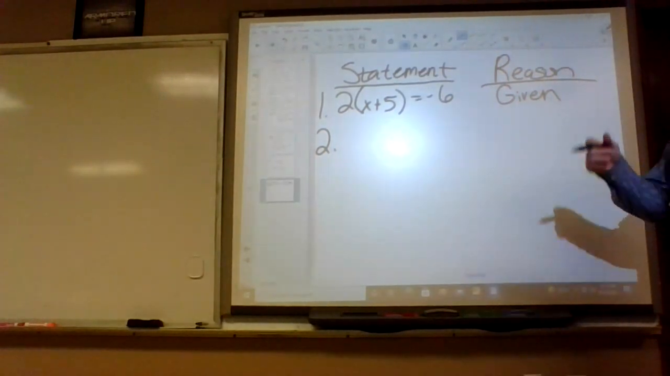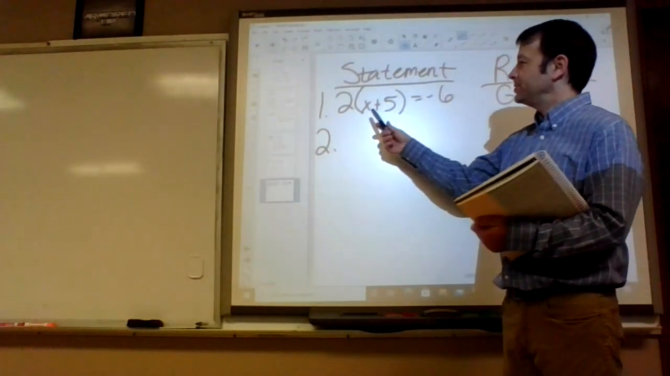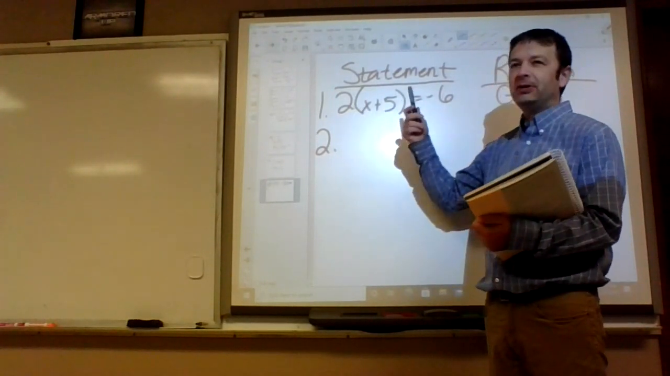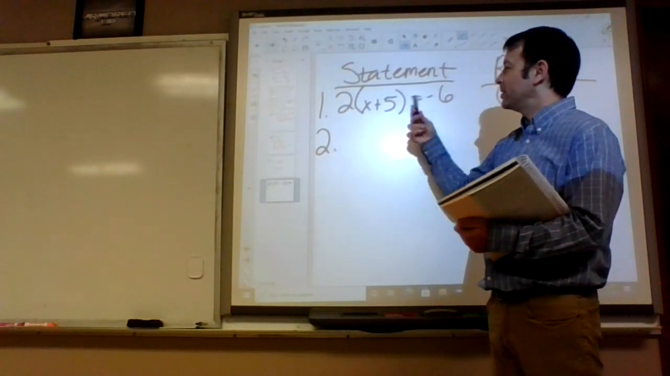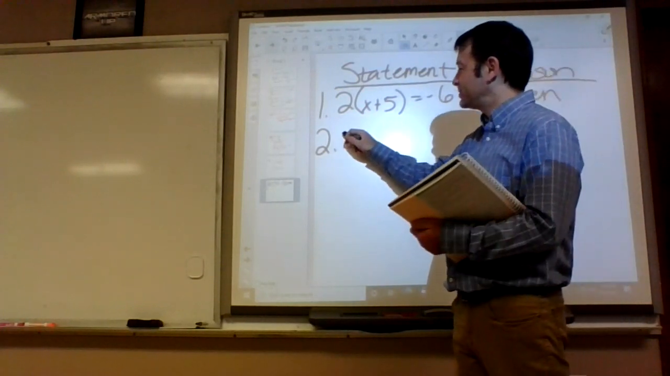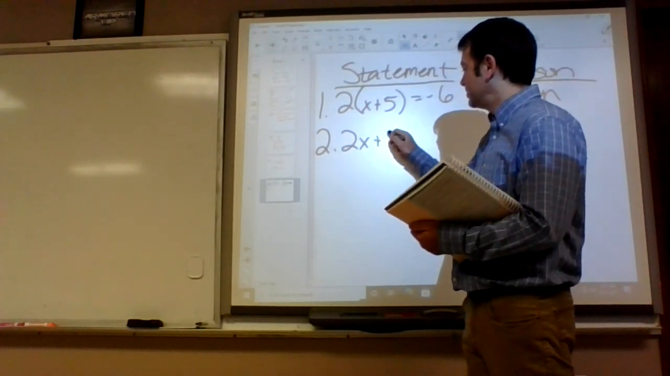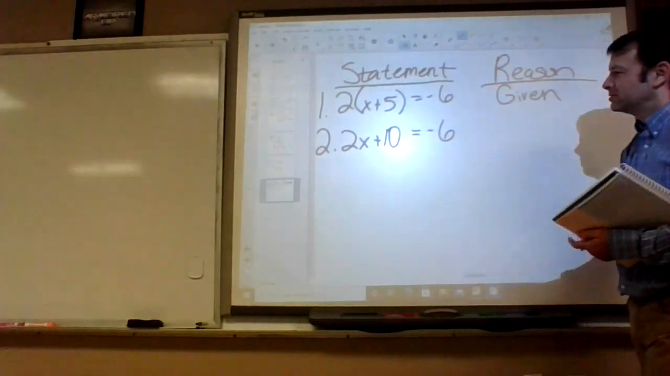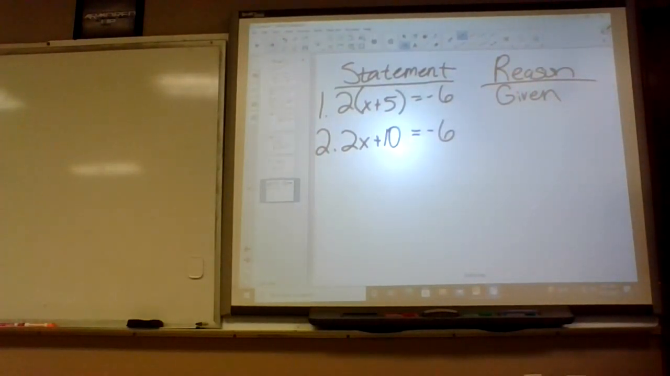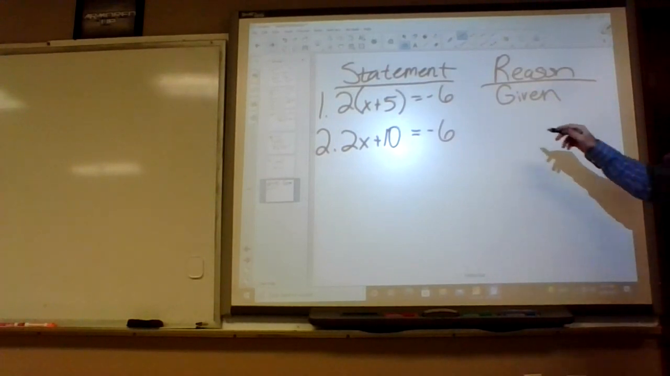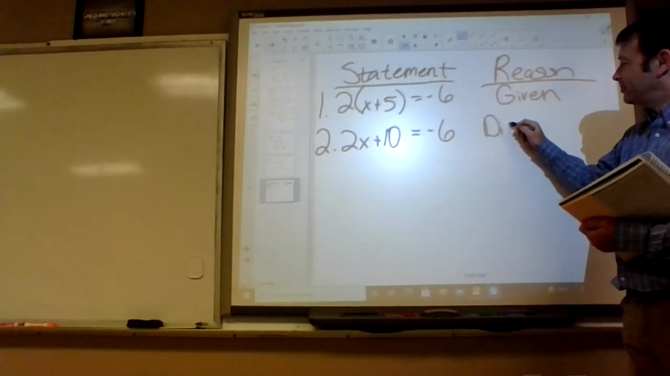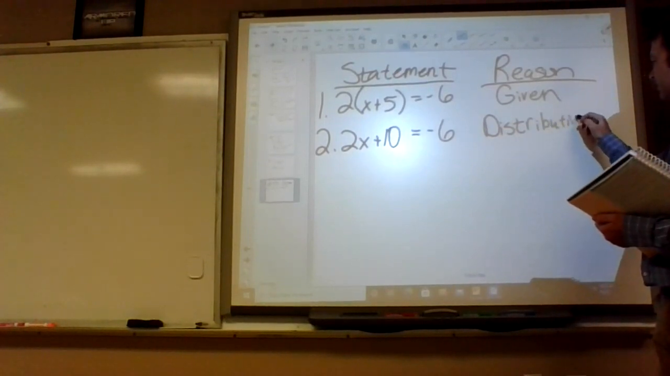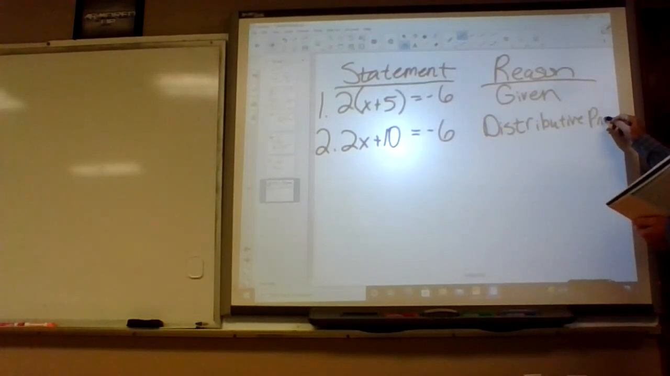So first, just repeat it. There are actually 2 things you could do. Does anybody know what we could do besides the distributive property? Divide by 2. You could start by dividing by 2, but since somebody said distributive, I'm going to do that one. And what do I put for the reason? Distributive property.